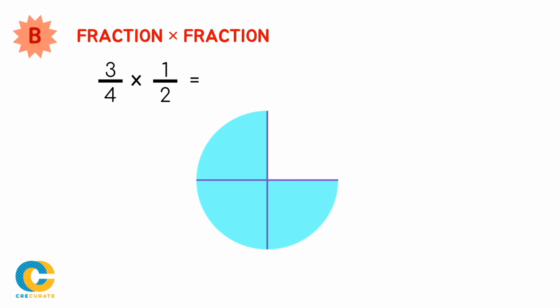To multiply by half is the same as to divide by 2, so we divide each piece into 2 equal pieces, and we only take half of what we originally had. This gives us 3 pieces out of a total of 8 pieces, which is 3/8 when written as a fraction. Notice that the denominator of the answer is simply a multiplication of the two denominators, and so is the numerator.